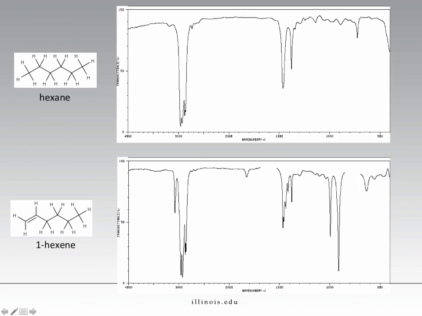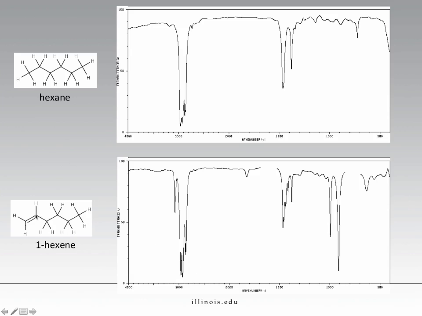Here we have two molecules, hexane and 1-hexene. Hexane contains many sp3 hybridized carbons connected to hydrogens, and as we can see, below 3000, we see stretches that correspond to the sp3 hybridized carbons attached to hydrogen. If we compare hexane to 1-hexene, we still have many sp3 hybridized carbons attached to hydrogens, and we still see stretches below 3000 that correspond to that.